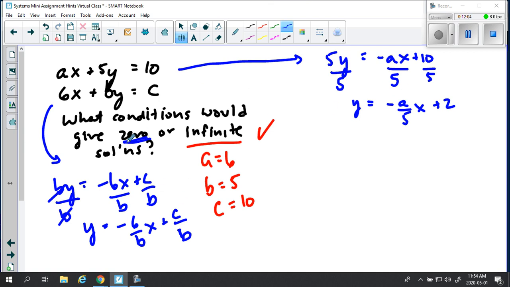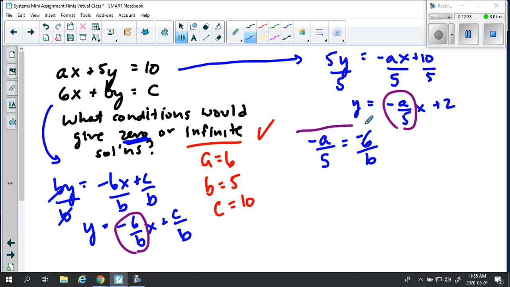So in order for them to have zero solutions, they must be parallel lines, which means that this slope over here had better be equal to this slope over here. So we would say that this has to be equal to that. Now, in this case, we are not able to get a real answer like 2, 6, or 5, or a is 8, because we have two variables. We can't solve this. The only thing that we can say is that this thing better be equal to this thing. So that's our first condition.